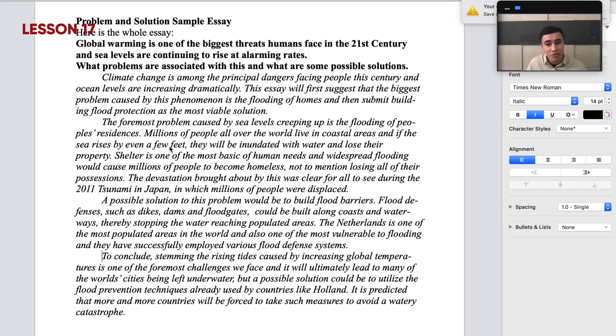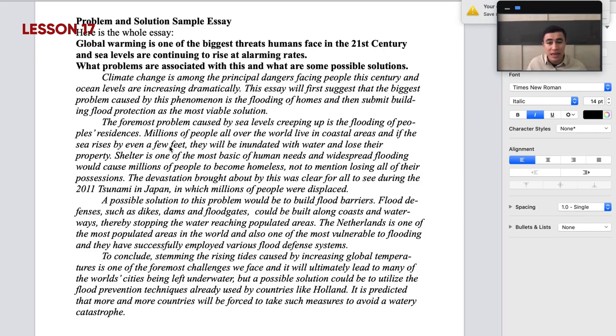A possible solution to this problem would be to build flood barriers. Flood defenses such as dikes, dams, and floodgates could be built along coasts and waterways, thereby stopping the water reaching populated areas. The Netherlands is one of the most populated areas in the world and also one of the most vulnerable to flooding, and they have successfully employed various flood defense systems.